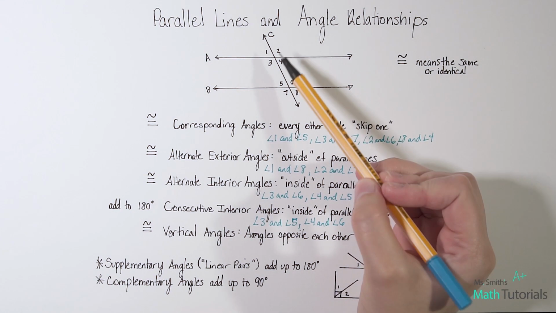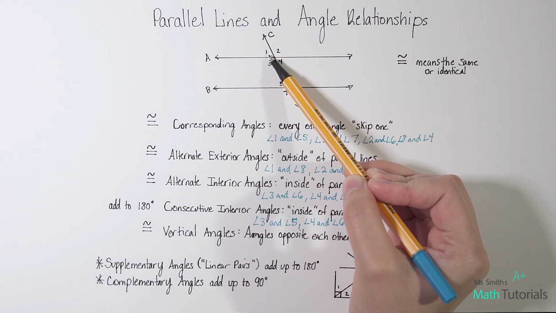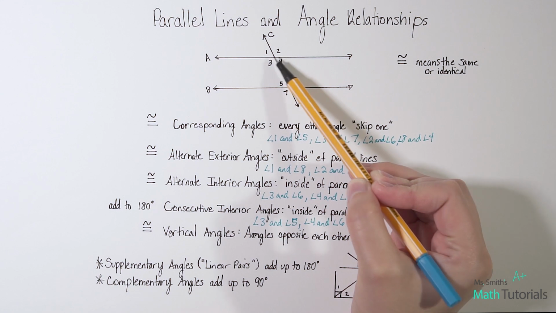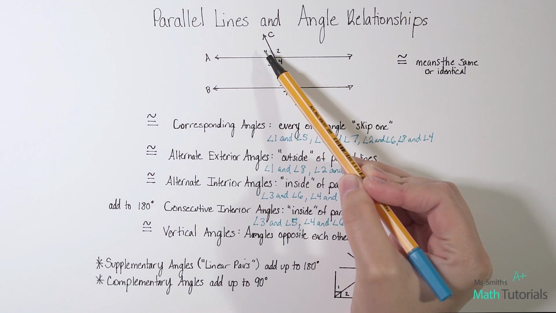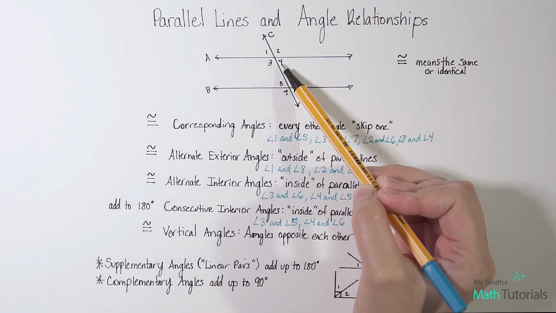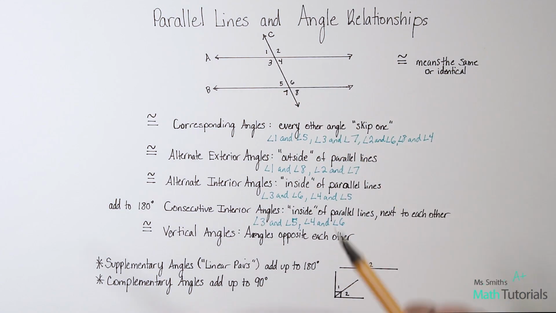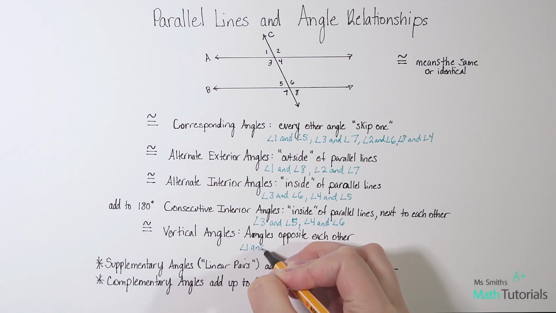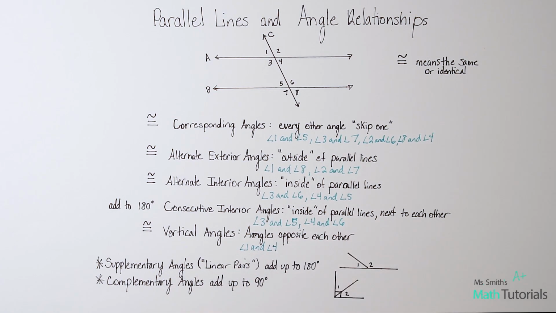Okay, so for example, 1 is opposite with 4, right? Angle 1 and angle 4. And you see how it creates like an X shape? So on one side of the X is 1 and on the other side is 4. Those two angles are congruent with each other. So we've got angle 1 and angle 4.